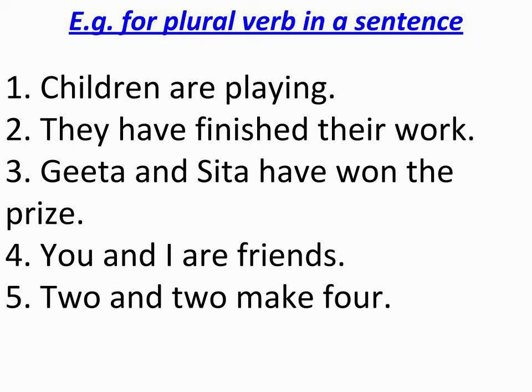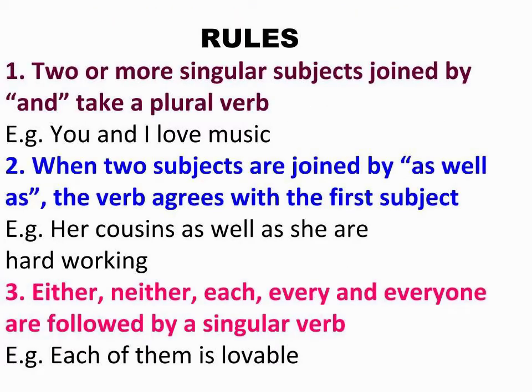You and I are friends. 2 and 2 make 4. It's not makes. In error spotting you should keep in mind 2 and 2, that means 2 plus 2 or 2 into 2, both the meaning. So make 4. Plural it is. So what are the rules? Let us see the rules.